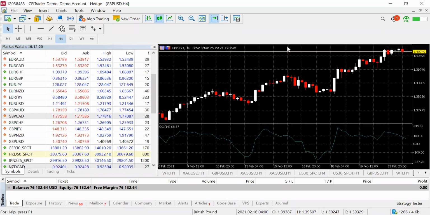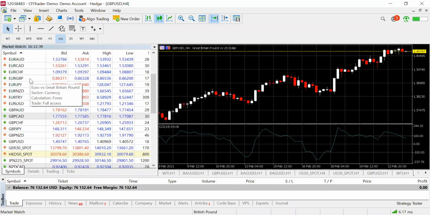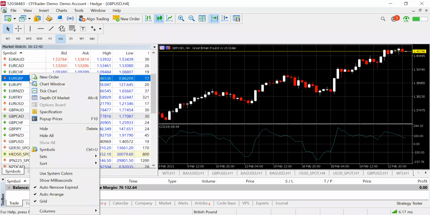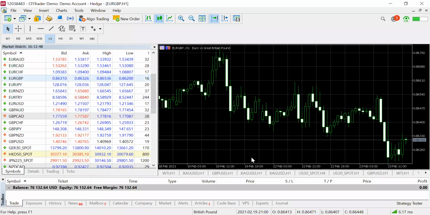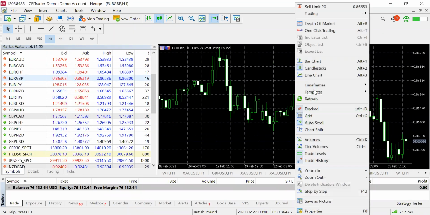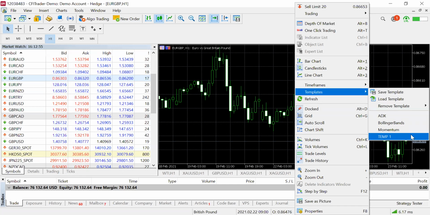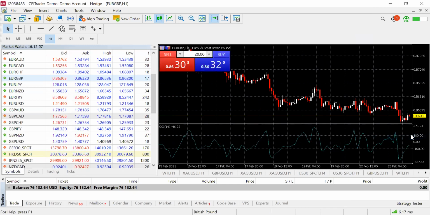And then also, if you like to have a few charts in your window, you have a few options. Obviously, if you click, for example, here, let's say with the Euro, British pound, if you go again, right click, chart window, it will come up like this. Okay, there we go. It will look like this again. If you already saved your template, just go again with tab 1, and it will look the way you set it up.